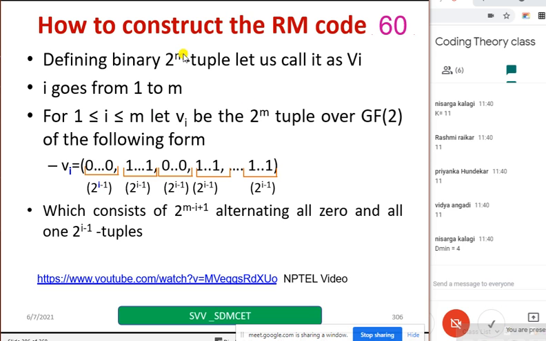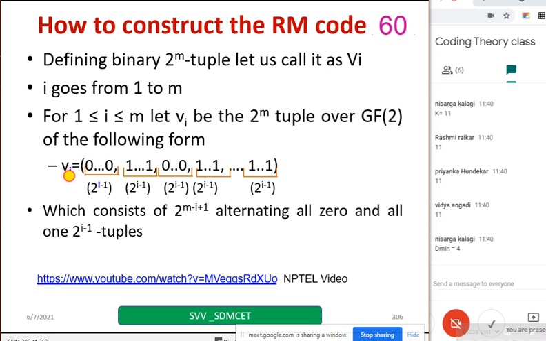Now, how we are going to construct: we are defining a 2 raised to m tuple. Let us call it vi: v1, v2, v3, v4 like that, where i goes from 1 to m. Let vi be the 2 raised to m tuple over Galois field of 2, 0 and 1, of the following form. For example, vi equals few zeros, few ones, few zeros, few ones, and we continue. And depending on this i, we decide how many zeros I have to write and how many ones I have to write.